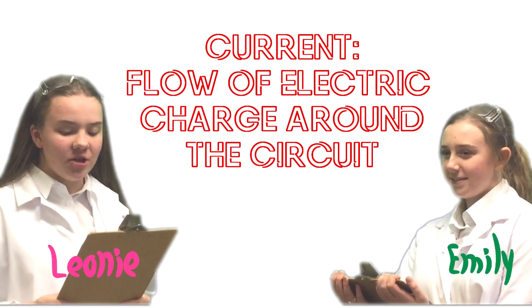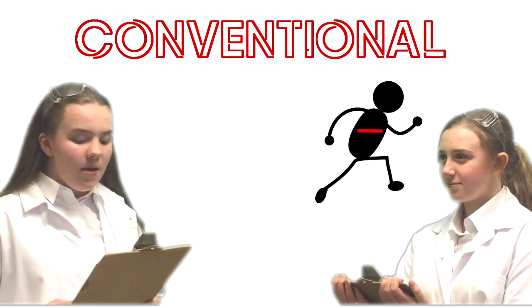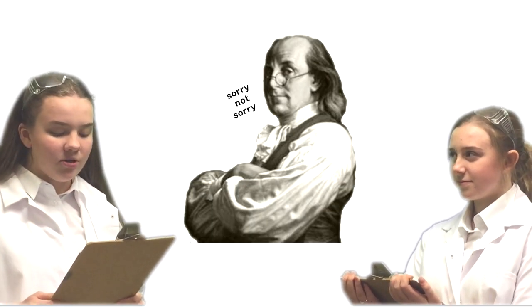Current is the flow of electric charge around a circuit. These electrical charges are called electrons, which are negatively charged. Current flows from negative to positive, however the conventional direction of the flow of current is positive to negative. This was chosen by Benjamin Franklin before the electron was discovered.